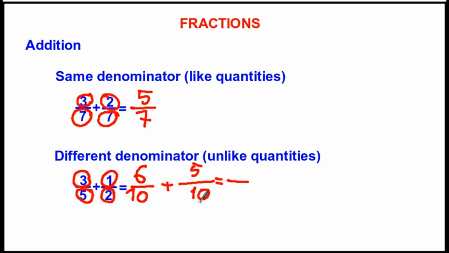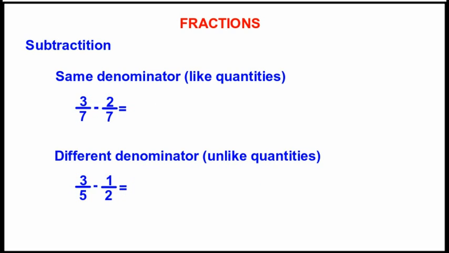Now you can do the addition very easily because the denominator is the same, so you write the same denominator, and the numerator is the sum of both numerators, so here is 11. That fraction, 11/10, is the result of 3/5 plus 1/2. What about subtraction? Well, it is absolutely the same, because if the denominator is the same, you write the same denominator and the numerator is the subtraction of both, so 3 minus 2 is 1.